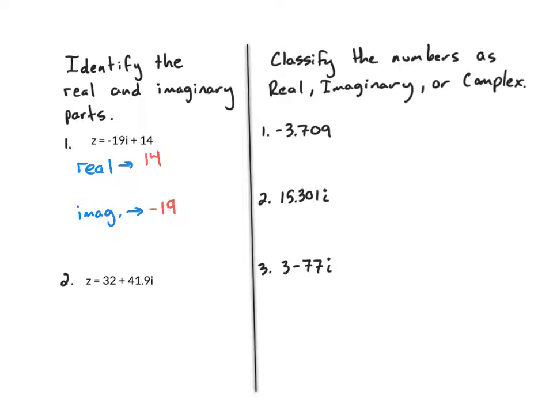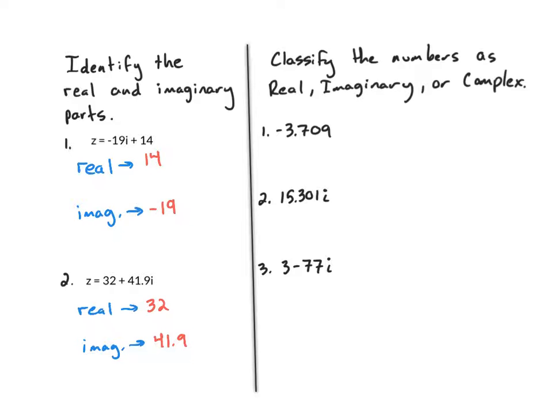Number 2, same thing. We have real, we have imaginary. So the real part is 32. The imaginary part is 41.9. Okay, and that's really all there is to this particular section. We're just identifying real and imaginary.